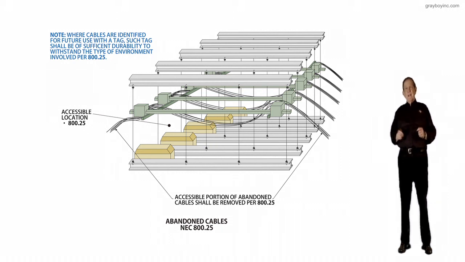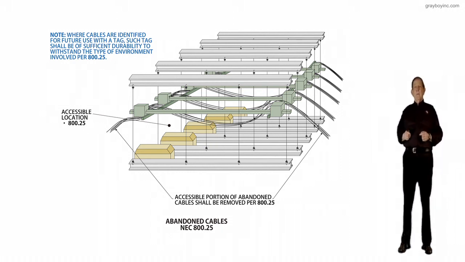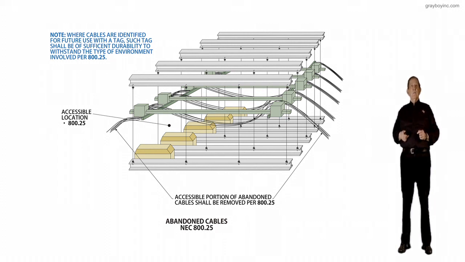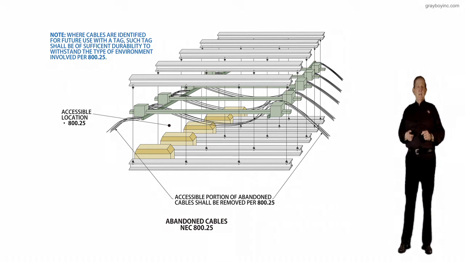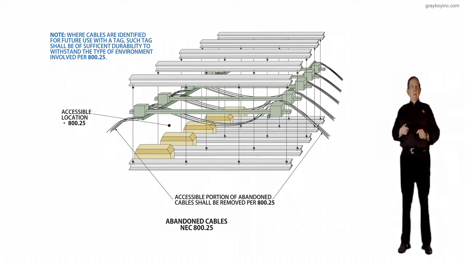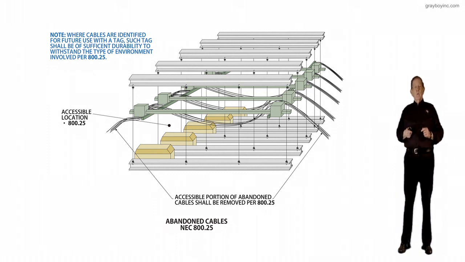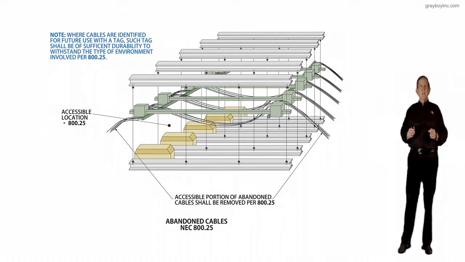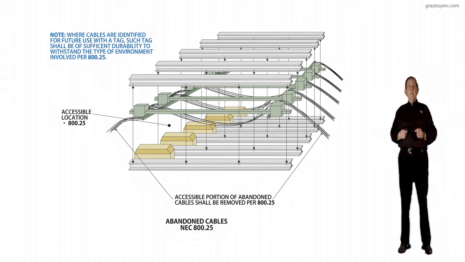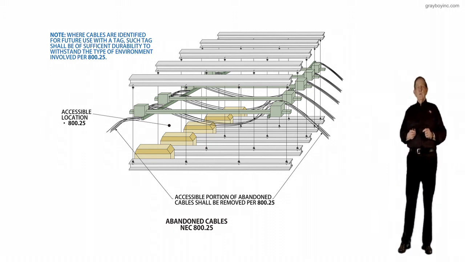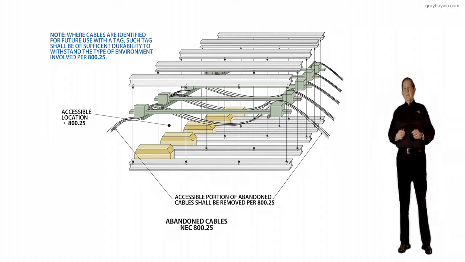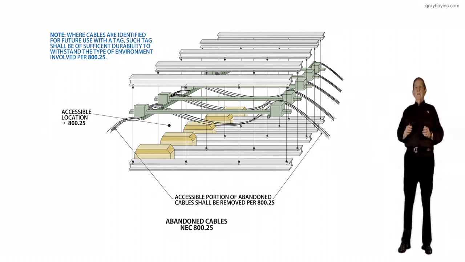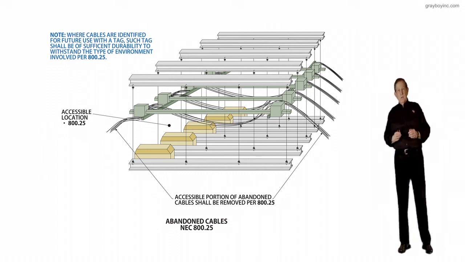Now, the note kind of gives some explanation on what this new section is all about. And reviewing the note at the left-hand side top of the illustration, notice it states where cables are identified for future use with a tag, such as a tag shall be of sufficient durability to withstand the type of environment involved as outlined in 800.25.